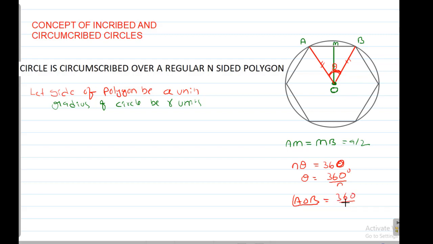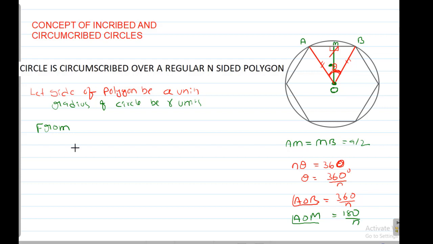One important thing is here OM is perpendicular to AB, so it becomes a right triangle, and these two triangles are congruent. Therefore I can say that this angle is half of 360 by n. That is angle AOM. Angle AOM is now nothing but 180 by n, half of this. This is important for us.